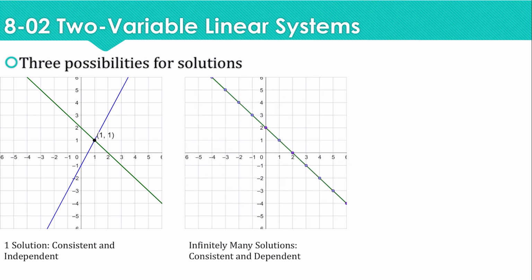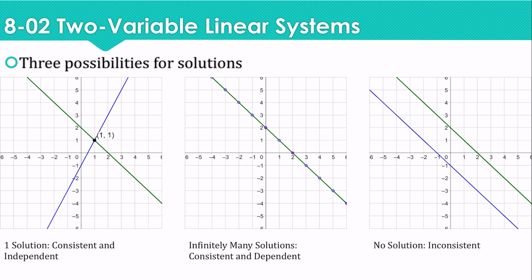Or they could graph the same line. So there's infinitely many solutions. Every point on the line is a solution. This is called consistent, meaning there's at least one solution, and dependent. The value of y in the solution depends on the value of x in the solution.